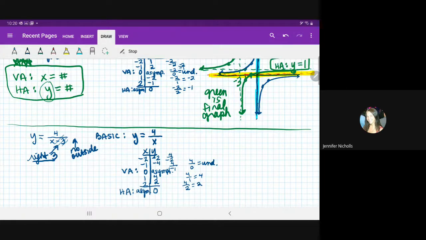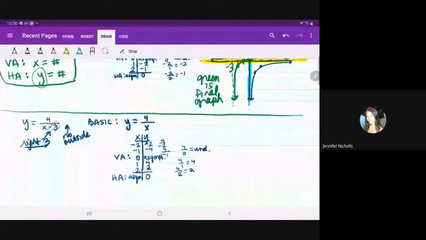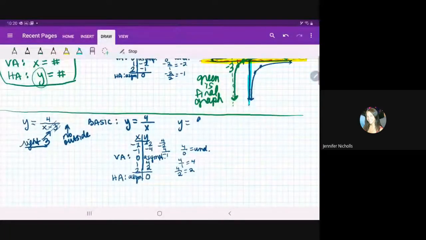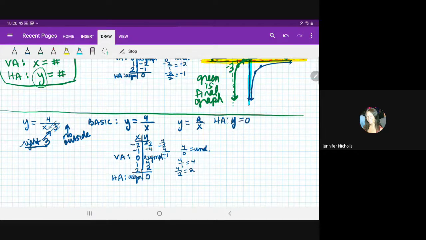The basic graph, if you have any number, I'll call it A over X. If you have A over X, your basics have horizontal and vertical. I'll put this horizontal asymptote is Y equals 0. And then your vertical asymptote is X equals 0. This is for basic graphs that look like this. So we're having these as our basics, our basic graphs.